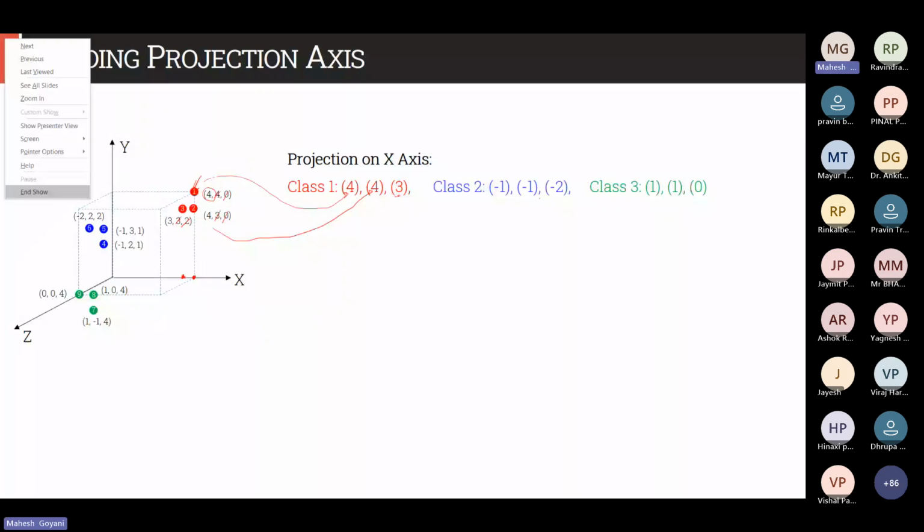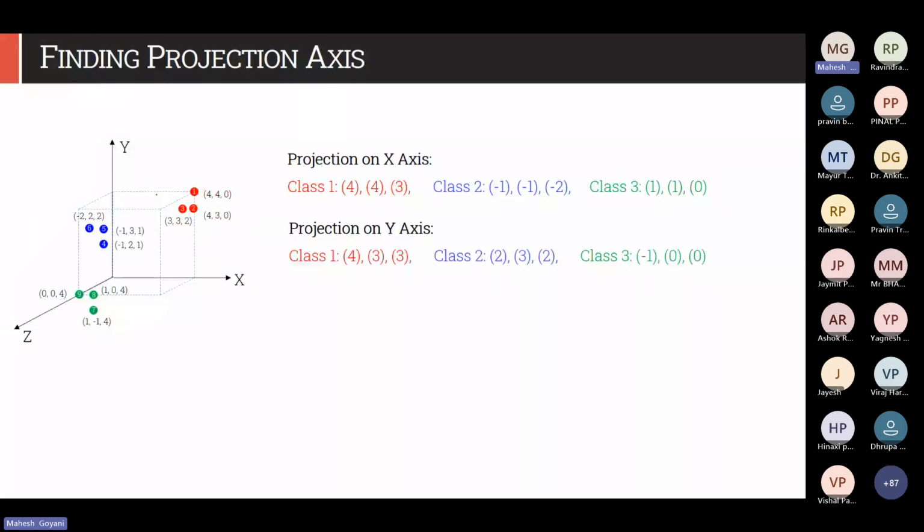Now what I'm doing is I'm projecting it on an axis right now. So when I project these data points on the y-axis, I will lose my x, I will lose my z. So data point 1 will become 4, data point 2 will become 3, and data point 3 will become 3. So this is 4, 3, 3. Similarly, this would be 2, 3, and 2. And this would be -1, 0, 0.